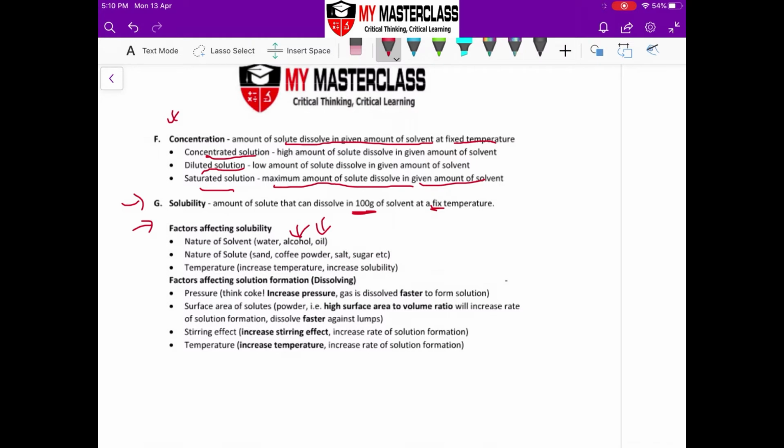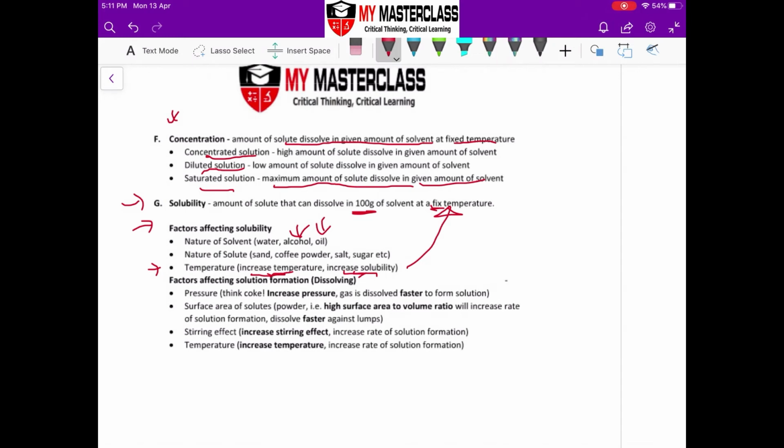Okay, nature of solute. Sand does not dissolve. Coffee powder dissolves well, but maybe not as well as salt and sugar. And then the temperature will also affect solubility, and that's why your solubility definition must be at fixed temperature. Generally speaking, if I increase the temperature, the solubility will increase. If I'm trying to make a drink like Milo or coffee using coffee powder or Milo powder, if I use room temperature water, the powder does not dissolve so well. But if I use hot water, the powder will dissolve better. So increased temperature will increase solubility.